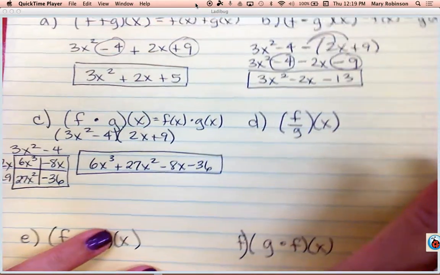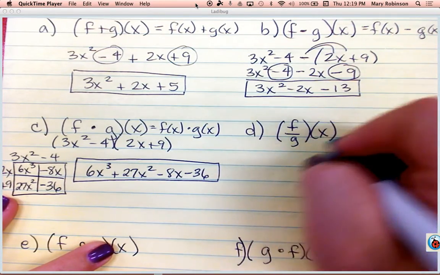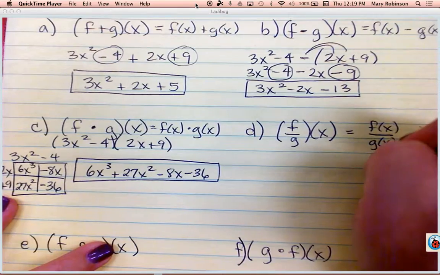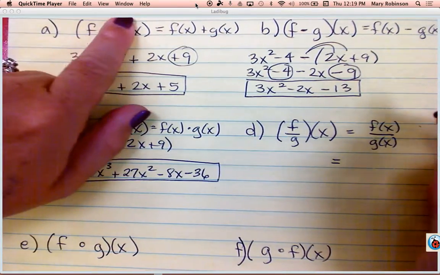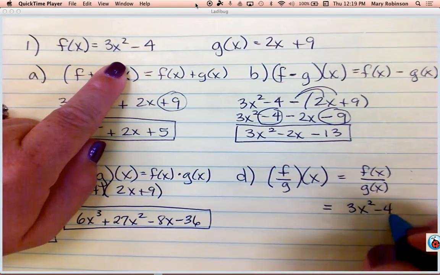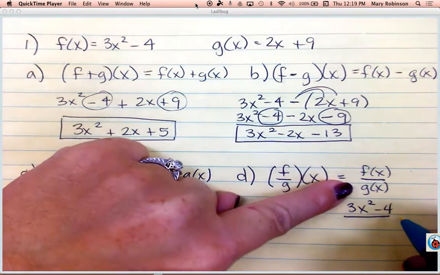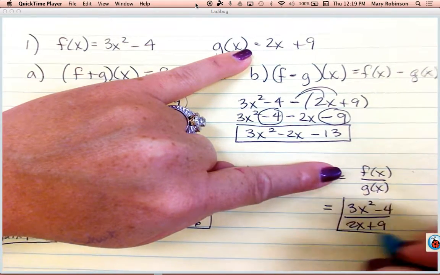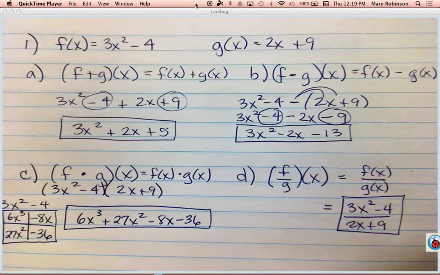D should be the easiest problem on the entire test, because all this means is you're going to take the function f of x and divide by the function g of x. f of x is defined as 3x squared minus 4, while g of x is defined as 2x plus 9, and I am done. That's all you have to do.